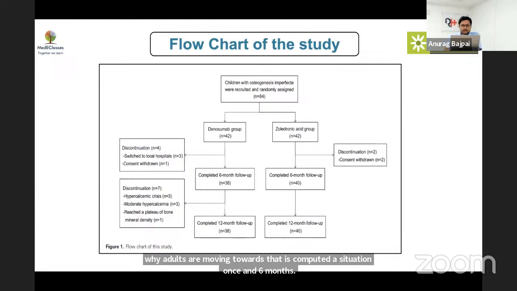So in the 1 year of follow-up, the denosumab group had discontinuation of 11 children, whereas there were only 2 discontinuations in the zoledronic acid group. Among these 11, there were 6 patients who discontinued due to the hypercalcemic crisis or hypercalcemia-like episodes.